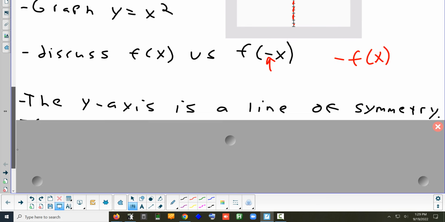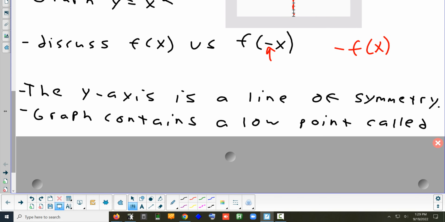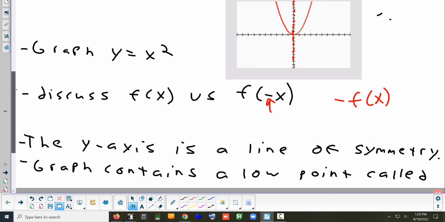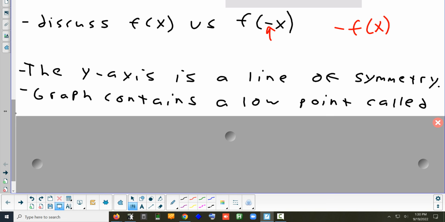Okay. So in this case, the y-axis is what we call a line of symmetry. If you reflect something over a line of symmetry, you can't even tell you did. It looks exactly the same.